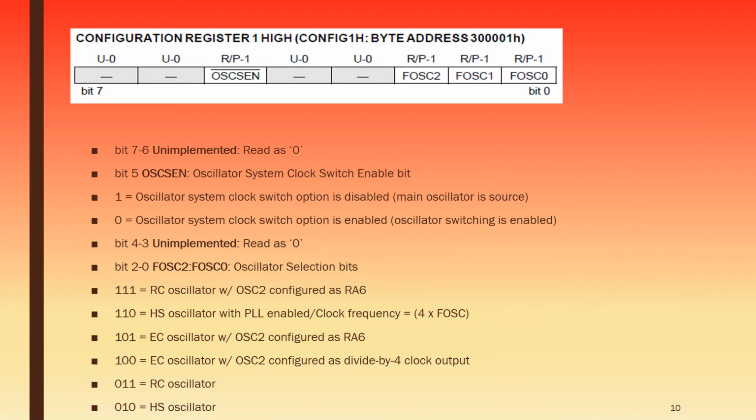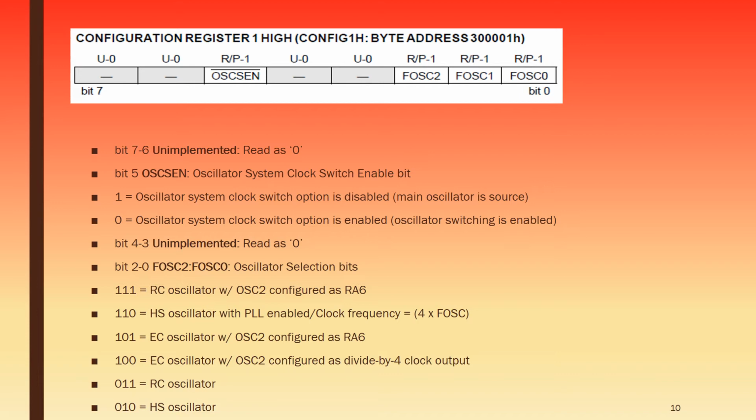Now one by one we will go through all these registers which I have just mentioned. So first one is configuration register 1 high. So its byte address is 300001H. This particular register is especially used for controlling oscillator related operations.